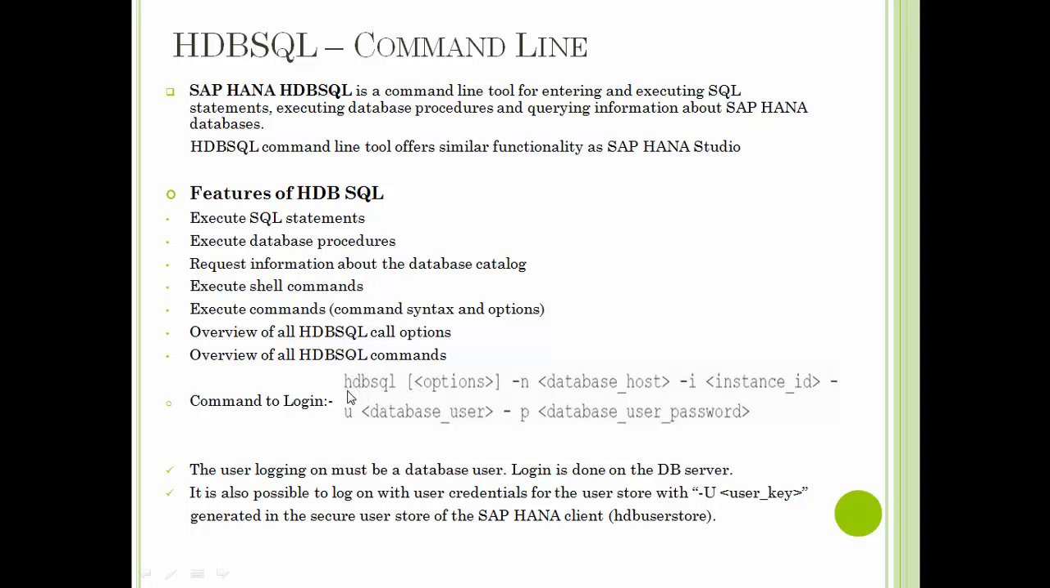So basically, we can use HDB SQL and -n for connecting to the database, where we will give the database host, then the colon, then the SQL port, that is 3, the HANA instance number, and 15, which is the SQL port, and provide the user and password to connect.